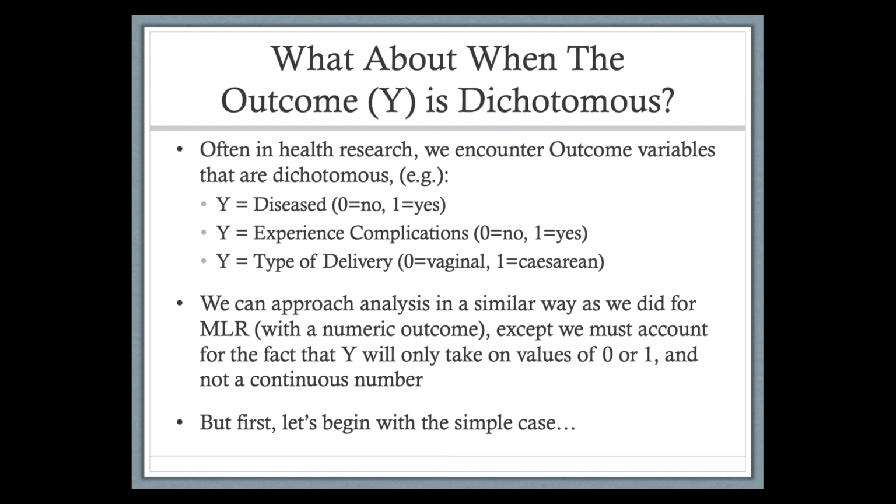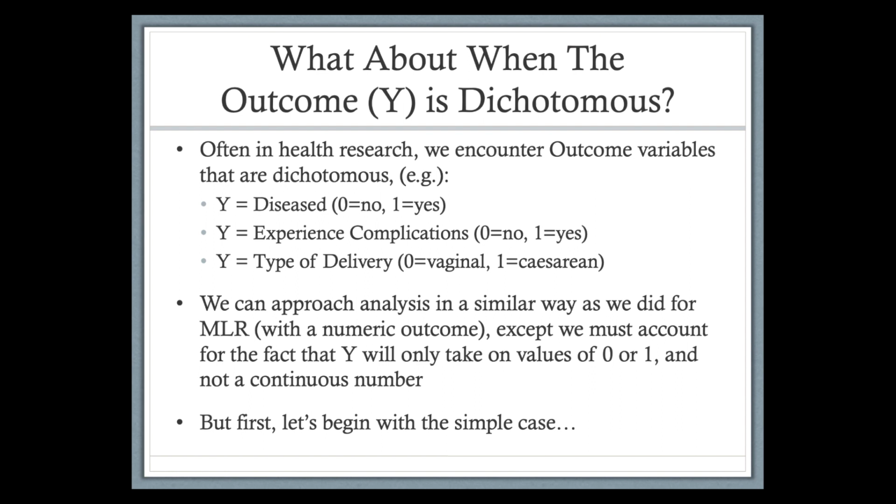Now, we can approach the way we analyze this in a very similar way as we did for multiple linear regression, where the y or the outcome variable was numeric. Except we're going to have to make a few changes because our outcome variable here only takes on values of 0 or 1. And it's not a continuous number. So we'll look at how we make those changes, but at a higher level, the big picture, there's not a big difference between linear regression and logistic regression, which is what we're building up to talking about.